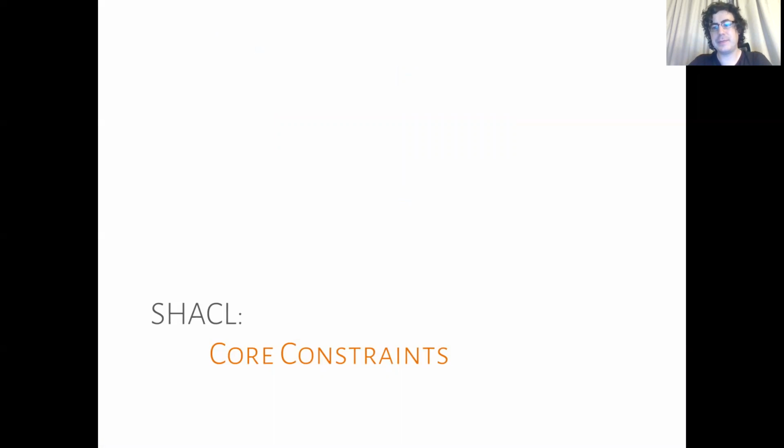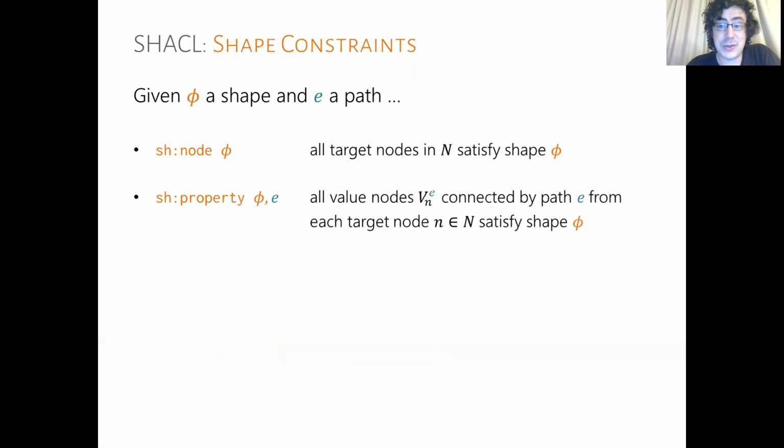So next we move on to the constraints. So we've seen how to target nodes. We've seen how to define paths for property shapes. And these property shapes are the things that connect the different shapes, right? What about core constraints? So what kinds of things can we constrain in SHACL and in shape languages in general?